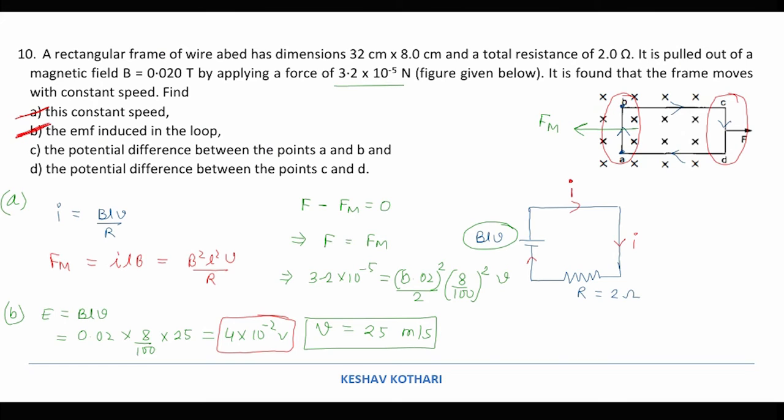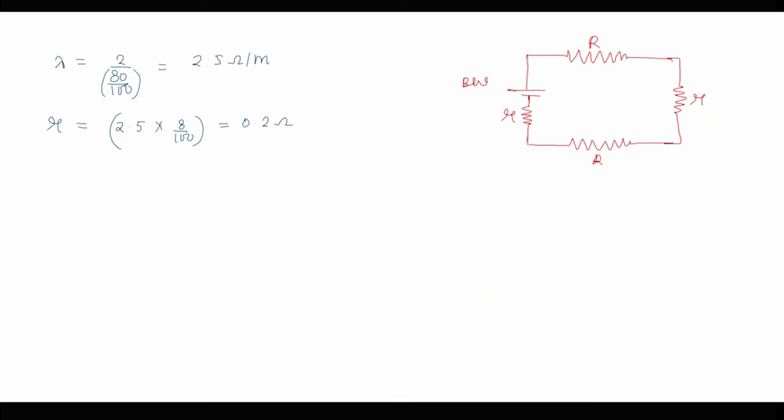So the potential difference across AB, which is being asked, can be written as EMF minus Ir. So EMF will be written as BLV minus I into small r. We have calculated all these values beforehand.